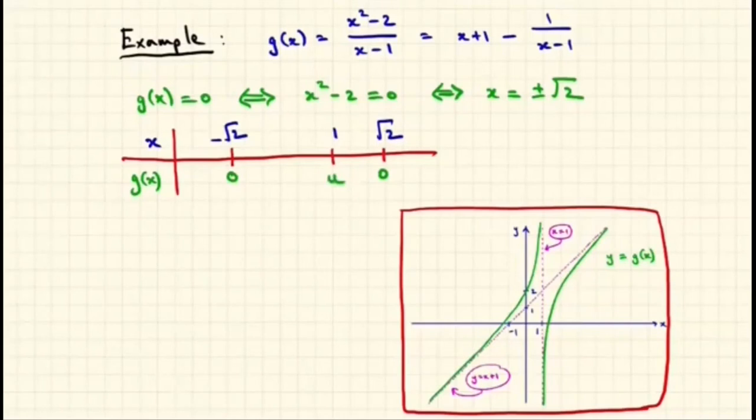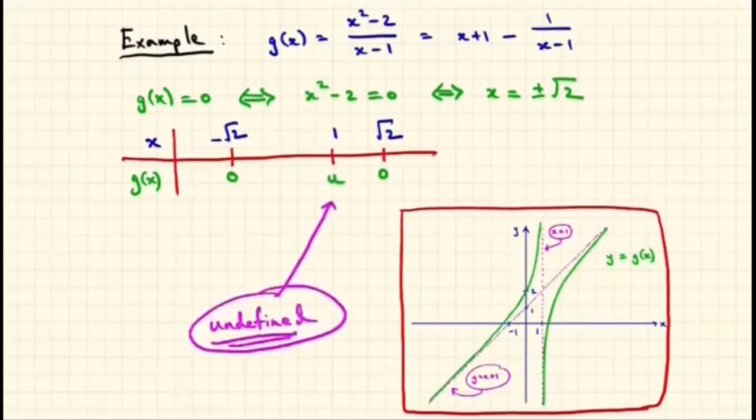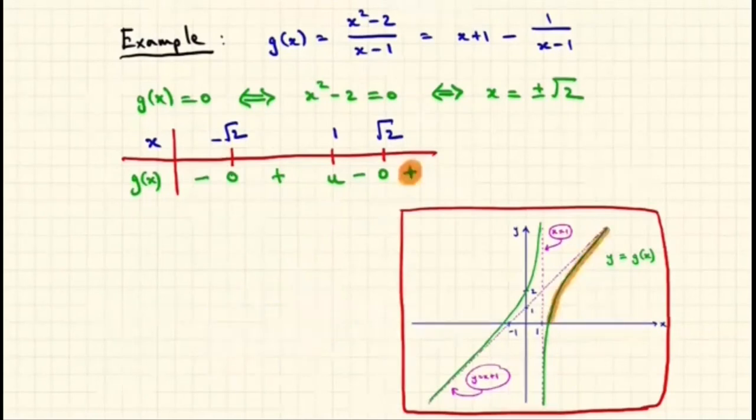Then we note an alternating pattern of signs for g of x as we move from right to left past these important points on the x-axis. Each part of the sign diagram corresponds to some feature of the graph sitting above or below the x-axis, being 0 or being undefined.